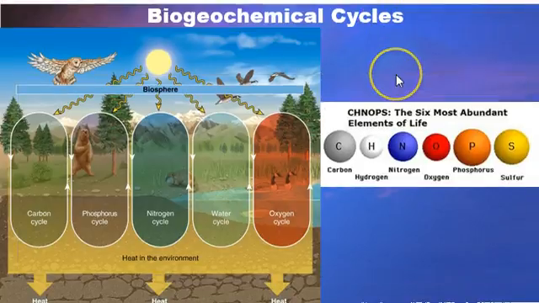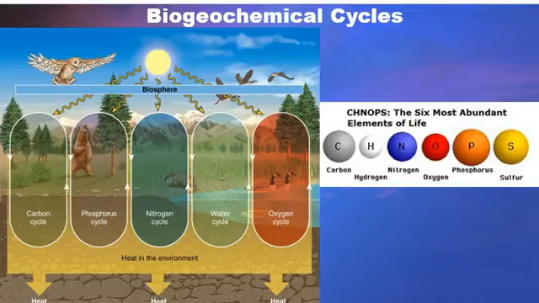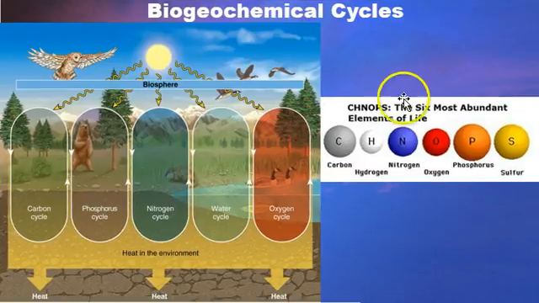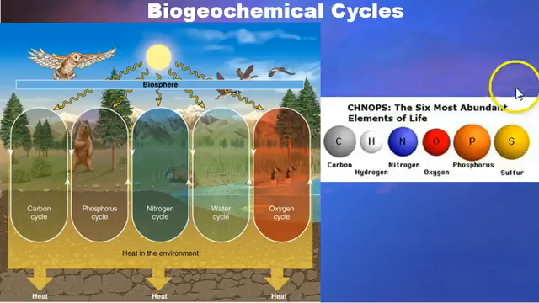So we were introduced to this in your homework last time with this acronym of CHNOPS. And this acronym basically says that carbon, hydrogen, nitrogen, oxygen, phosphorus, and sulfur are our most abundant elements that we need for life. You went over why we needed all that already. So each of these are going to be involved in the cycles that you need to know.